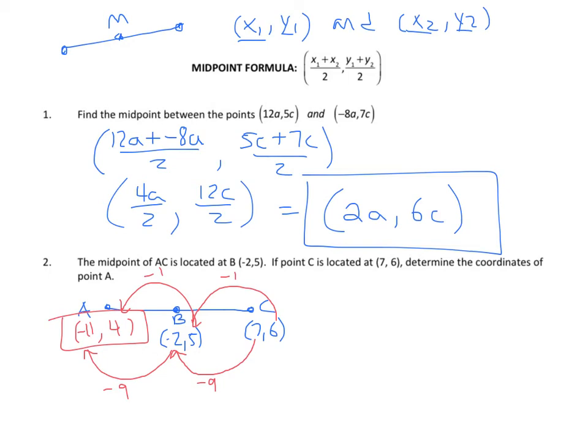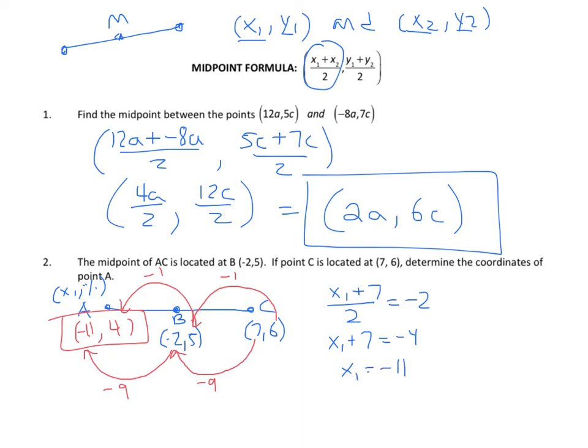Another way to do this, method 2, is to use the actual formula. If I call my coordinates of point A x1 and y1, and that's what I'm trying to find, I know that using the formula x1 plus x2, which is the x coordinate of point C, 7, divided by 2 should give me the x coordinate of the midpoint, which is negative 2. Solving that by multiplying both sides by 2, I get x1 plus 7 equals negative 4. Subtract 7 from both sides, and I get x1 equals negative 11.